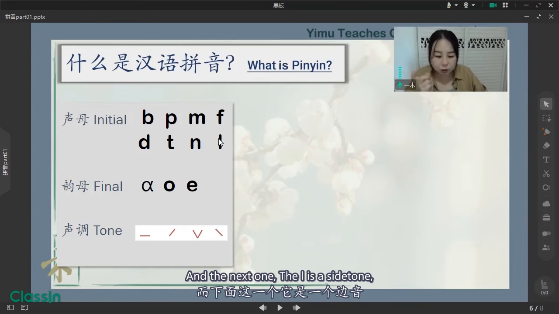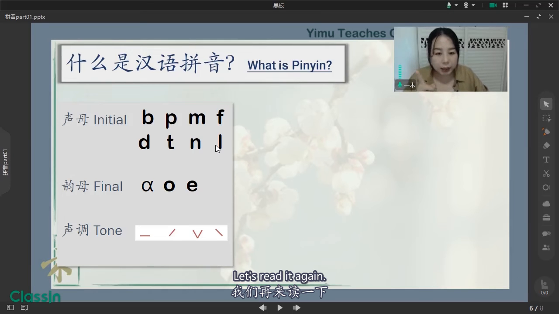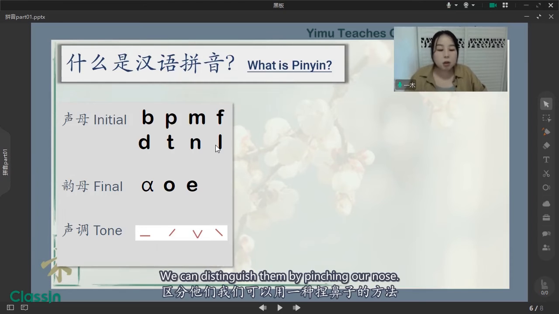And the next one, the l is a side tone. The side tone means that the airflow comes out from both sides of your tongue when pronouncing. Let's read it again. L, l. We can distinguish them by pinching our nose.